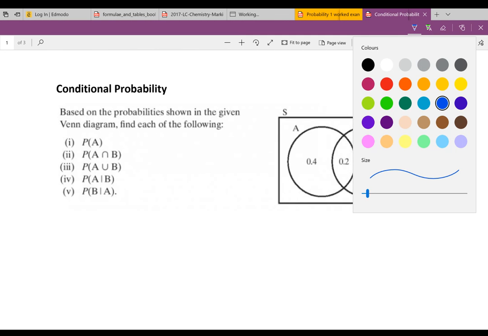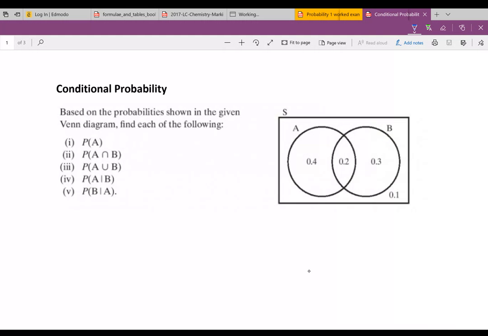So the probability of A. Now, the probability of A is the entire of A, so this entire circle. You should be able to see that to be 0.6. The 0.4 is A only, but the 0.2 is also included in that circle A. The probability of A intersection B is the 0.2, the intersection. The probability of A union B is all three of these together, which is 0.9.